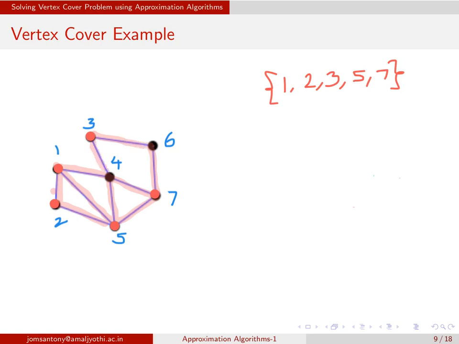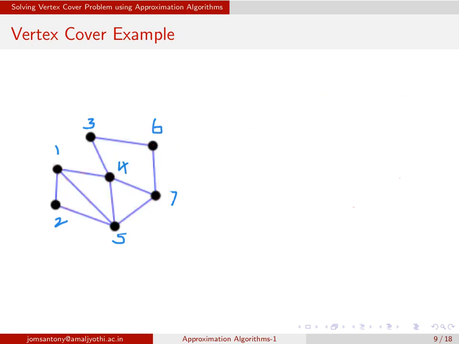Now note that in this case we are successful in covering all the edges. So the set {1, 2, 3, 5, 7} is a valid vertex cover. And the size of this vertex cover, that is |C|, is equal to 5. Now the question is whether we can do better. That is, can we minimize it further? The minimum value of |C| corresponds to the minimum vertex cover. Remember that there can be more than one minimum vertex cover for a graph.